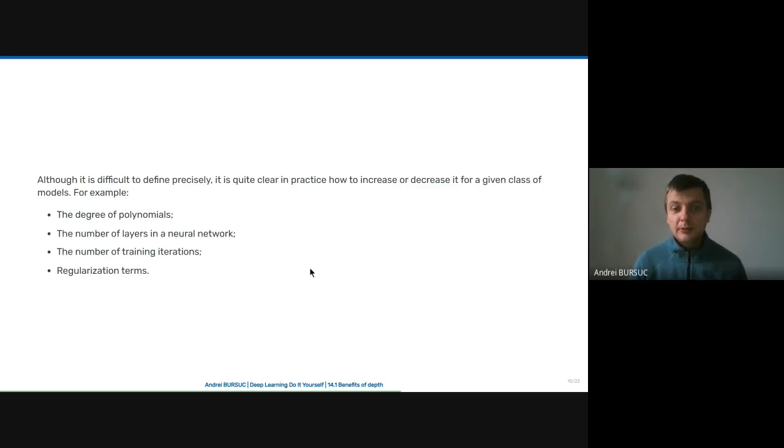Well, regularization in deep learning. Sorry, there was a typo here, so I'm speaking here of the capacity. Although it's quite difficult to define precisely, it's quite clear in practice how to increase or decrease the capacity given a class of models. For example, if we are speaking of polynomials, it's changing the degree. If it's a neural network, the capacity consists in changing the number of layers, or the width, or even the number of training iterations. Another way of controlling the capacity is with regularization terms.